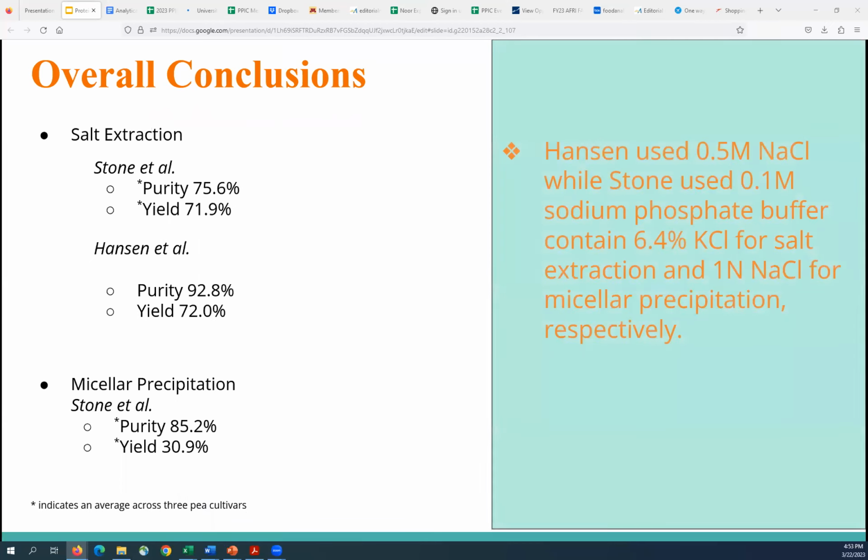What about salt extractions? So we can see also different authors, different results in terms of purity, in terms of yield. You can see just from the table, from the projector over there. Hansen has used different types of salt. He used sodium chloride. Stone has used two types of salt. One, the buffer, which is a mix of different types of salt. And for micellar precipitation, he has used sodium chloride with high concentration compared with salt extraction for the first data.